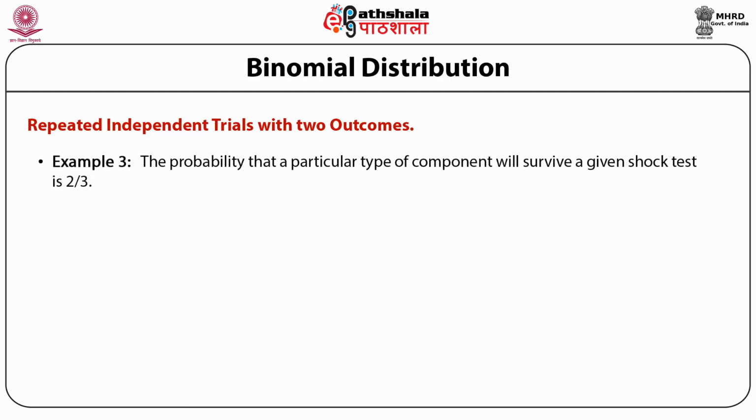The probability that a particular type of component will survive a given shock test is 2 by 3. Find the probability that 2 of the next 5 components tested will survive.